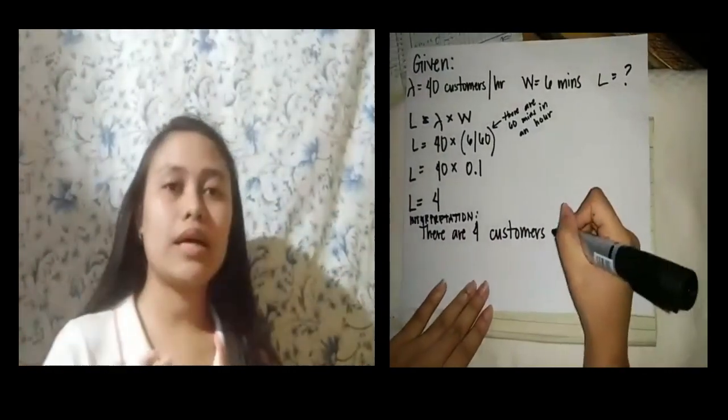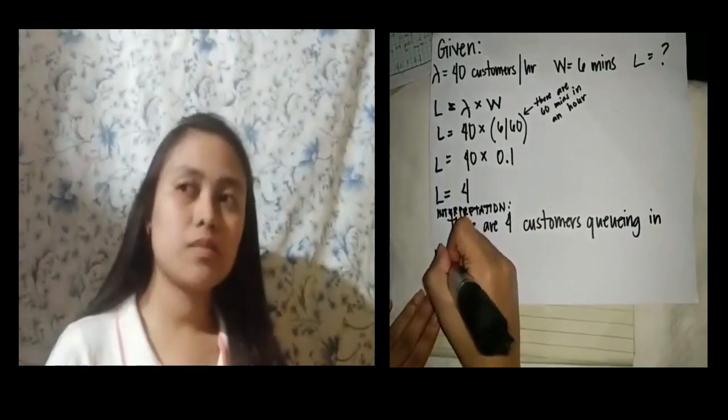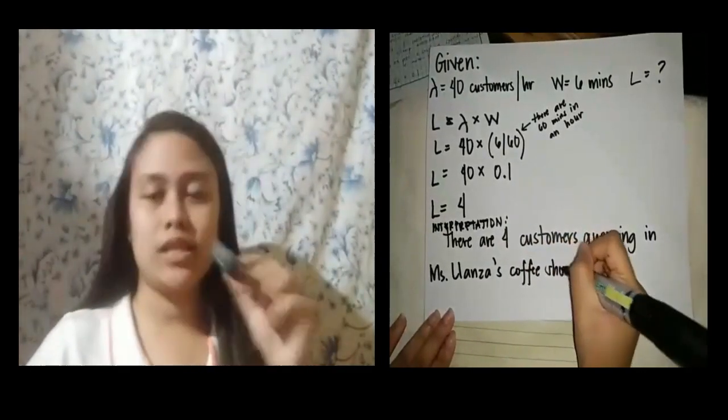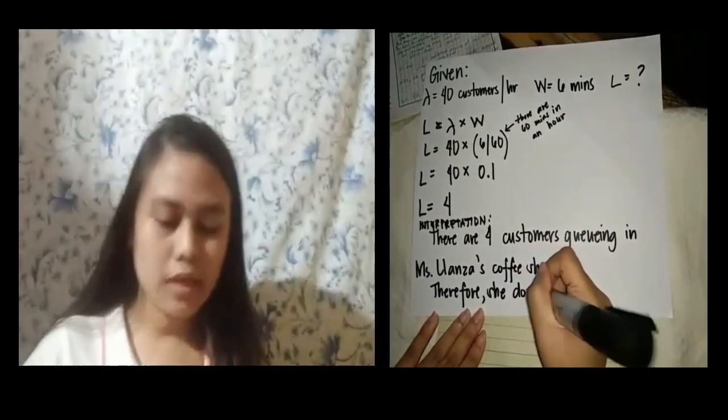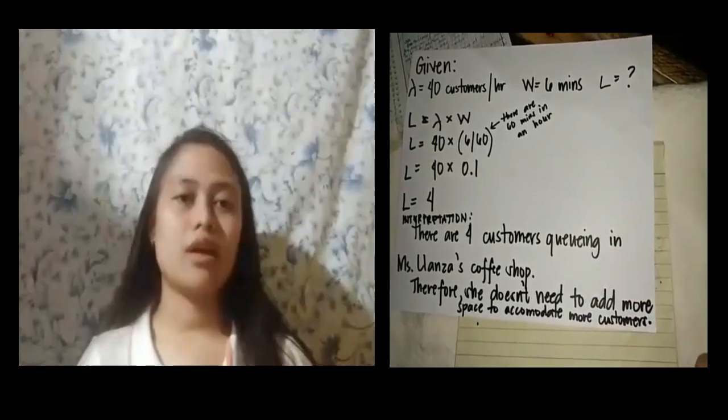So we need to make it hours. There are 40 customers every hour, and 6 minutes spent by every customer. In 1 hour there are 60 minutes, so we make it 6 divided by 60. The answer is 0.1 hour. Now let's apply the multiplication. L equals 40 times 0.1. The answer is L equals 4. So Miss Lianza found out that she does not need to create more space in her store to accommodate more customers because there are only 4 customers queuing in her coffee shop.